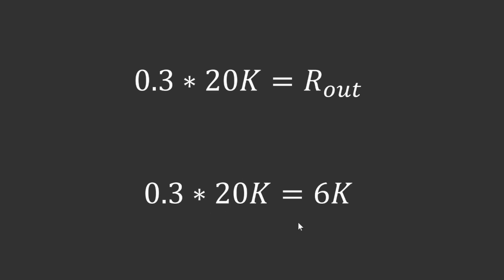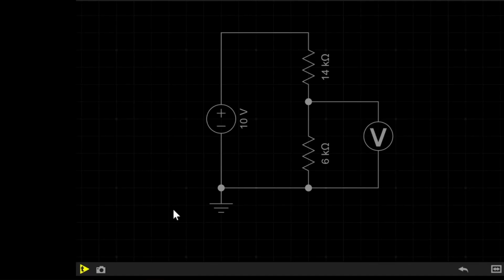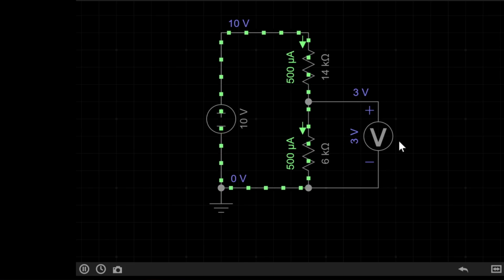Now let's test this in practice. We know we want this resistor over here to be 6k, and both of them added together to be 20k, so 20 minus 6 gives us a value of 14k. That's how I got this resistor value over here. Then, if I play the simulation, lo and behold, we have 3 volts across our voltmeter. So our voltage divider is working perfectly.